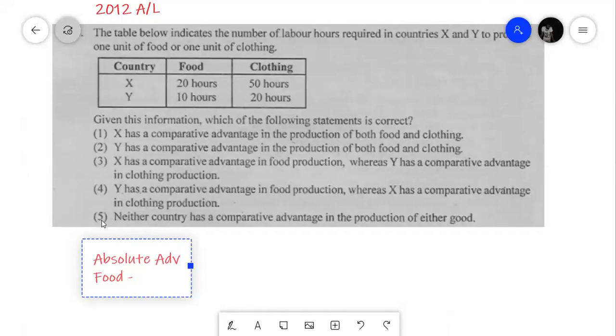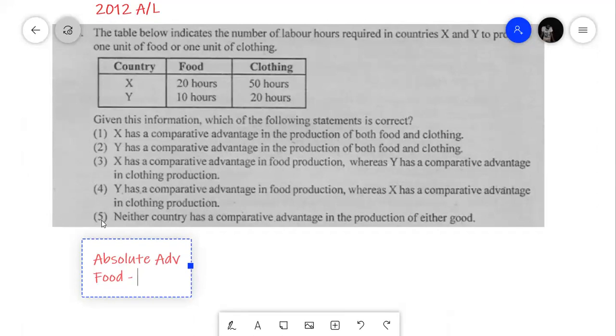Yes, here they have given us who is using lesser hours, guys. Remember now, the row and the column can change, right? In my previous example, the country was on the column axis, right? So read the table carefully.